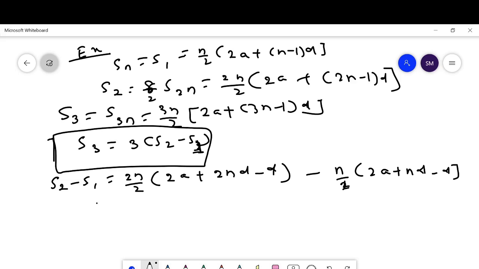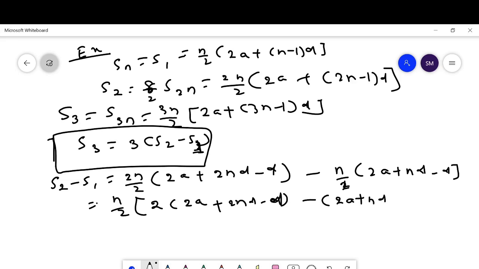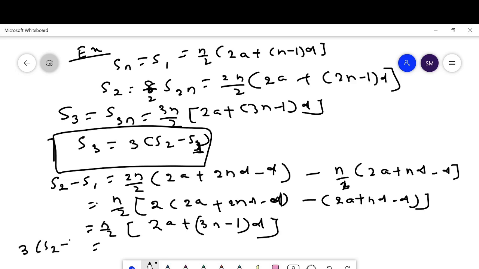Okay. Then this is equal to, taking n by 2 common, 2 into 2a plus 2nd minus d, minus 2a plus nd minus d. Then by solving this we get n by 2 into 2a plus 3n minus 1 into d. By simplifying we get this, which is equal to, then multiply 3 on both sides.